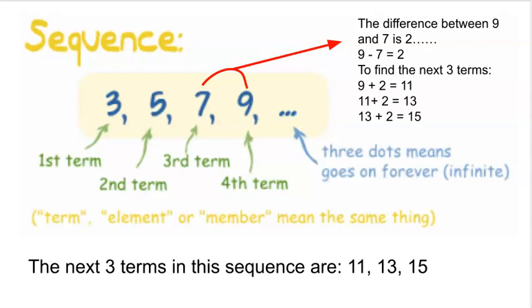And then to find the next 3 terms, you take 9 and add 2, because that 9 was the last term. So you add 2 to get the next term, which is 11. And then you take that and add 2, and so on. So the next 3 terms in this sequence would be 11, 13, 15.